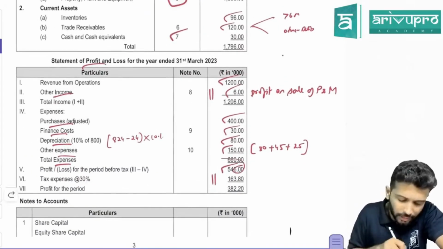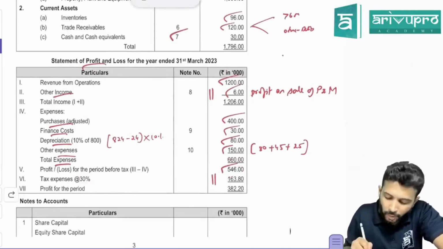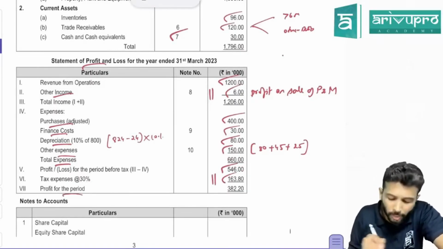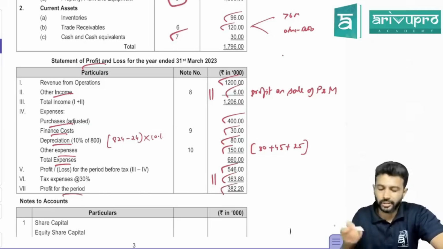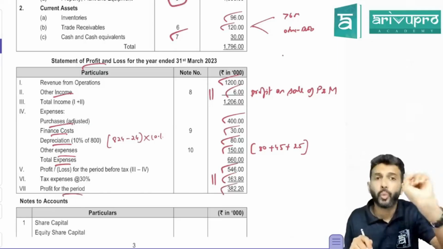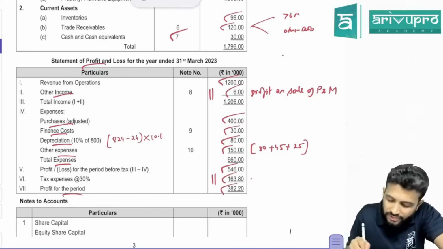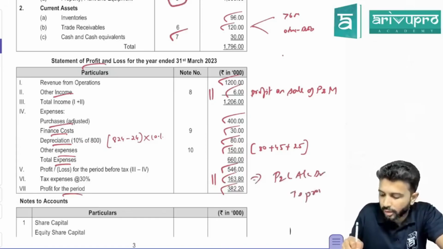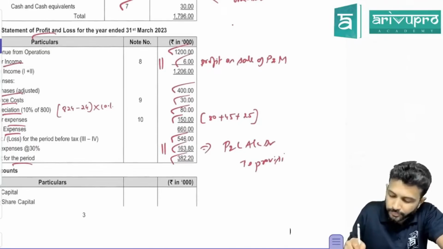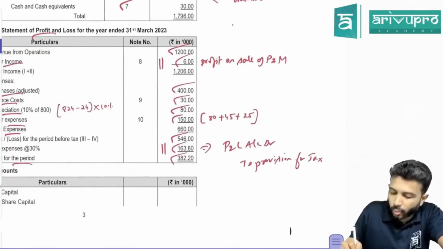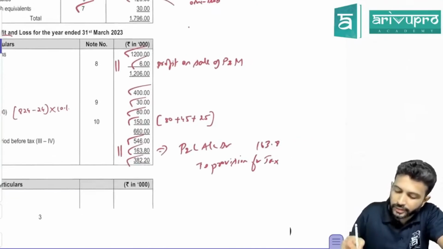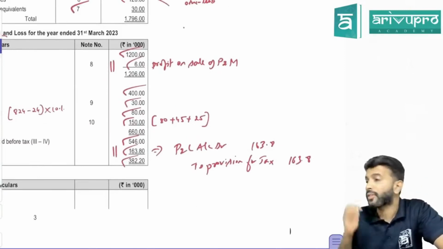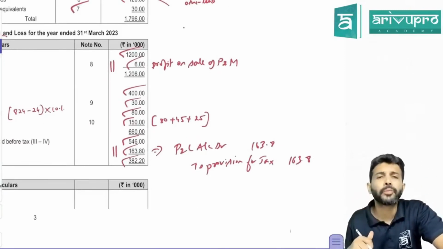So 546 ka 30% is how much? 163.80. Correct? So what will be profit for the period or profit after tax? 382.2. Yes. This provision for tax ka, what is the journal entry? P&L account debit to provision for tax, 163.8.